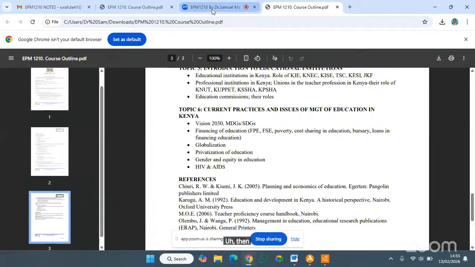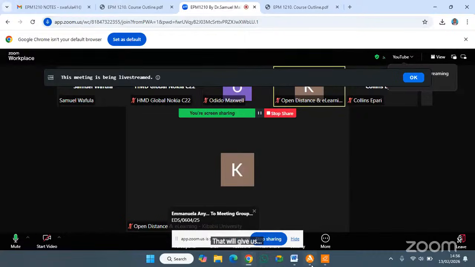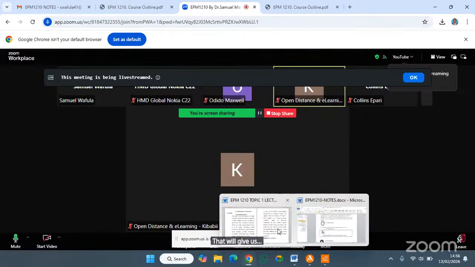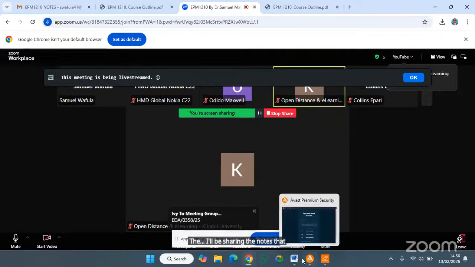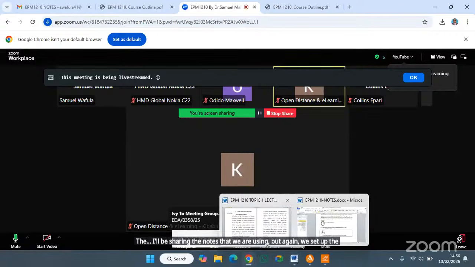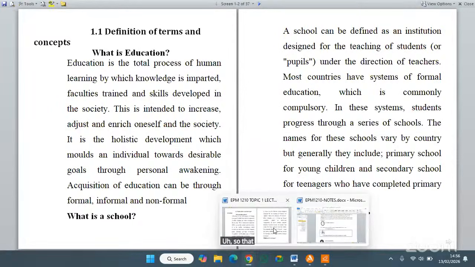Those are aspects that we shall engage with that will give us good content that will make us professional teachers by the end of this unit. So we want to progress. I'll be sharing the notes that we are using, but again, you still have the module. They're just extracts from the same, so that we can highlight key areas of emphasis.